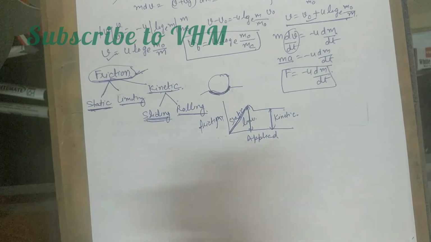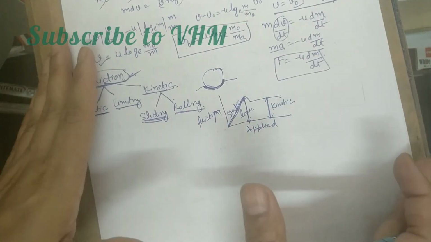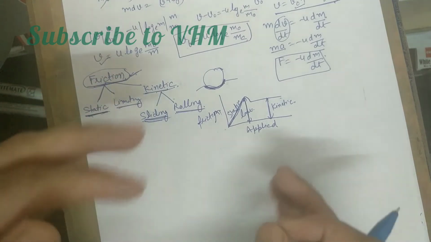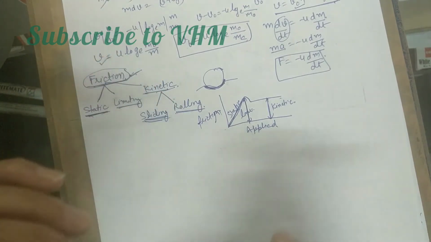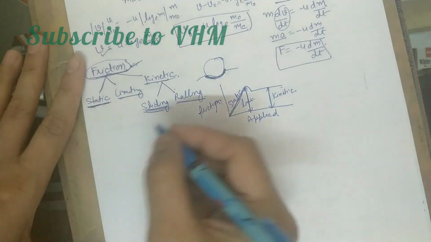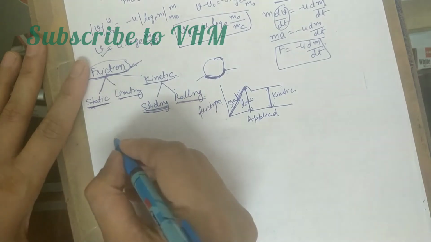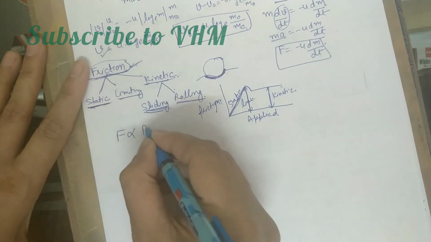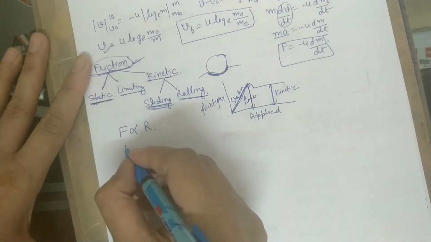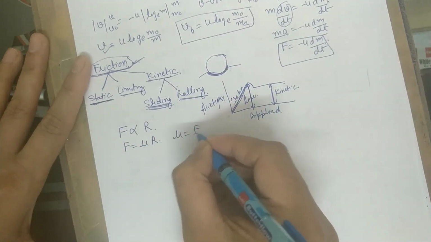And we have the laws of friction. It is a tangential force that always acts parallel to the surfaces, and it always acts opposite to the direction of impending motion. There is one very important law, that the force of friction is directly proportional to the normal reaction. And here we have a coefficient, that is called the coefficient of friction.